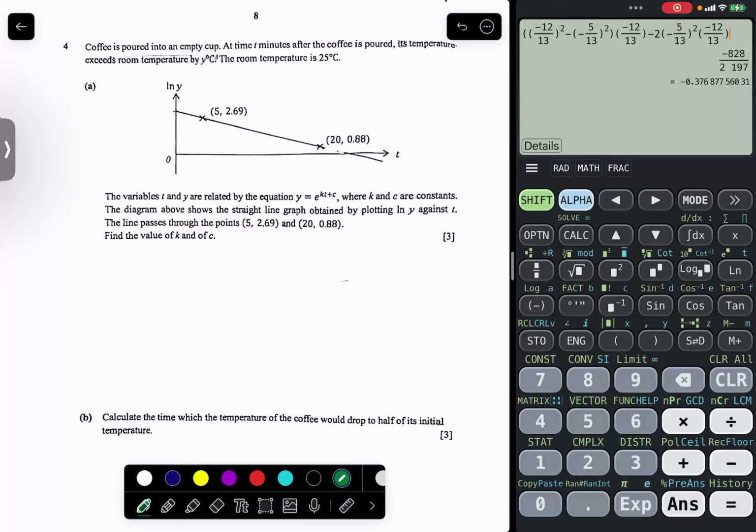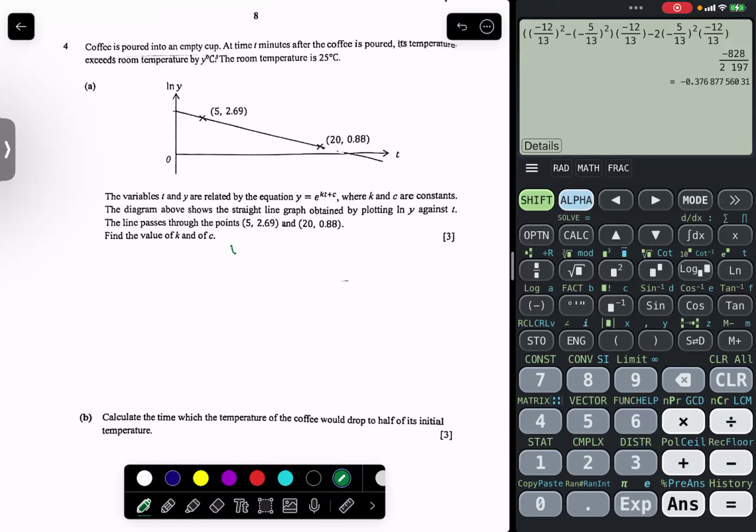Coffee is poured into an empty cup. At time t minutes after the coffee is poured, the temperature exceeds room temperature by y degrees Celsius. The room temperature is 25 degrees. The variables t and y are related by the equation y equals e^(kt+c), and k and c are constants. The diagram shows a straight line graph obtained by plotting ln y against t. The line passes through the points (5, 2.69) and (20, 0.88). Find the values of k and c.